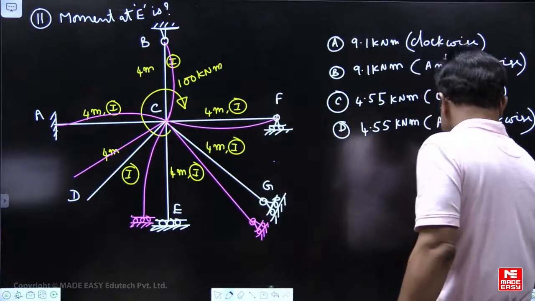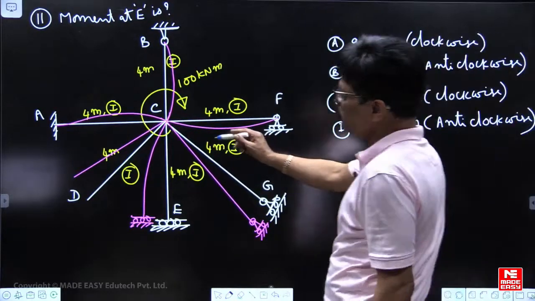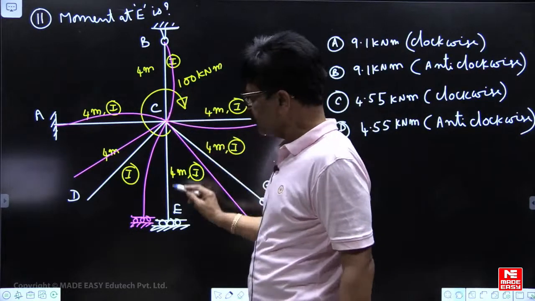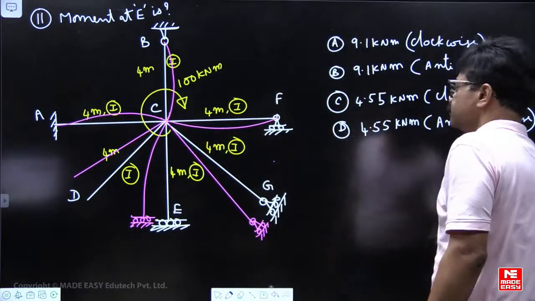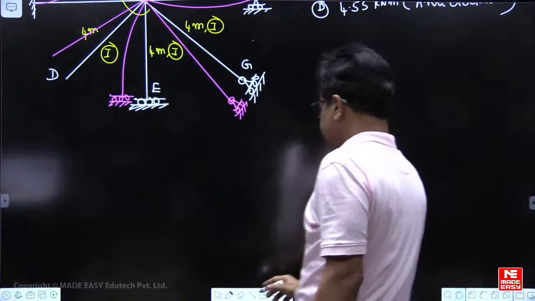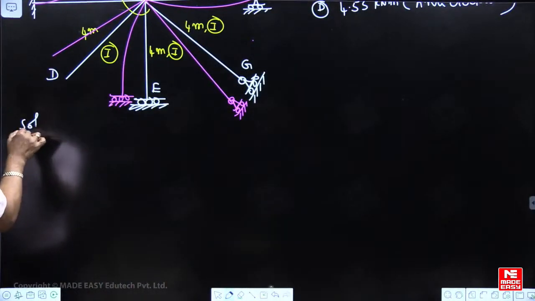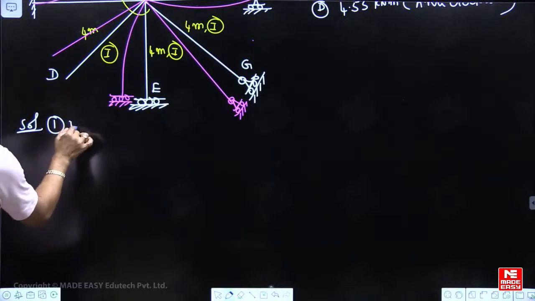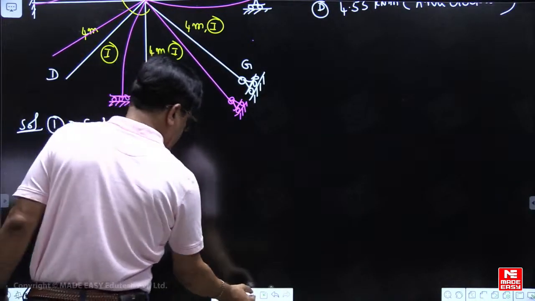So with that understanding, you must first write what is the distribution factor at C for the member CE. That we must know. So we will write that point. Any joint they can ask you.